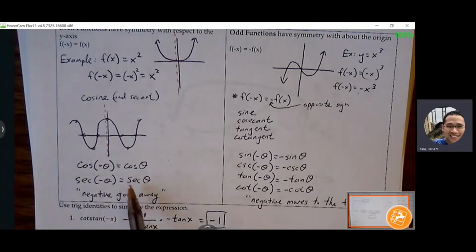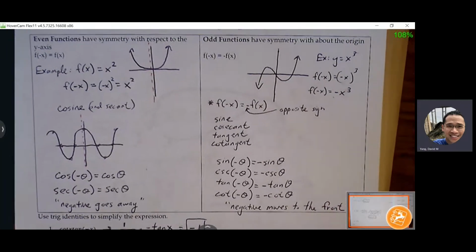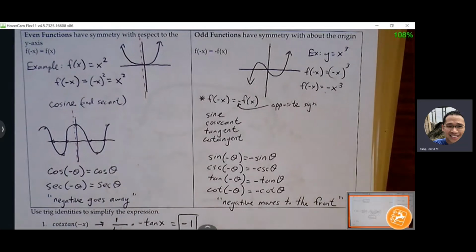So here's the special property. If you ever see cosine of negative theta or secant of negative theta, because they're even functions, you can make the negative go away, because the negative will just get absorbed into the cosine function with no resulting impact. Any negative inside the cosine function will get swallowed up. There's no more negative. So basically, cosine and secant, you can just make the negative go away. Those are the two that are even functions.